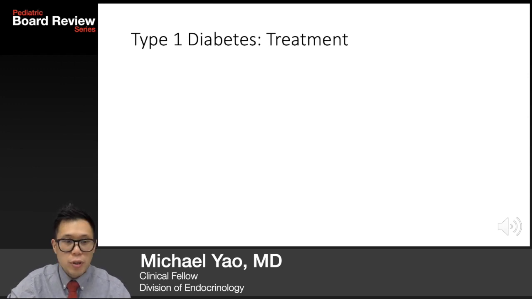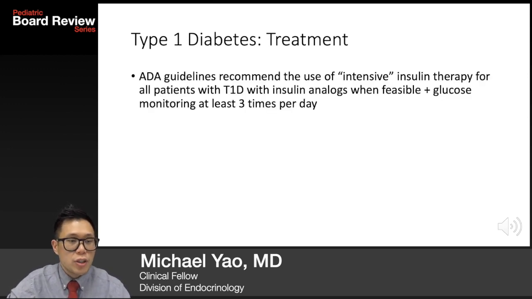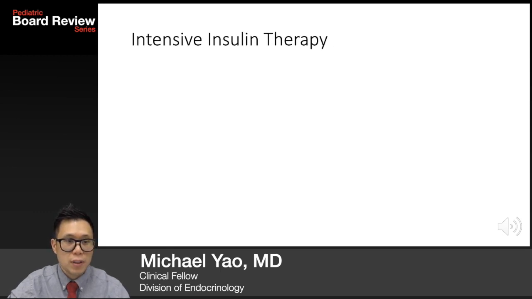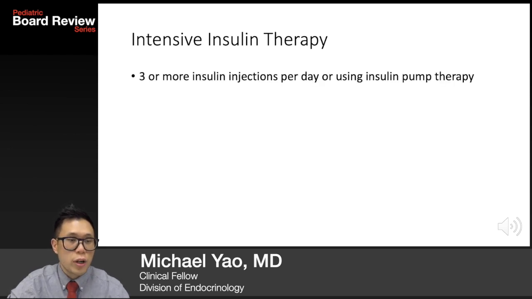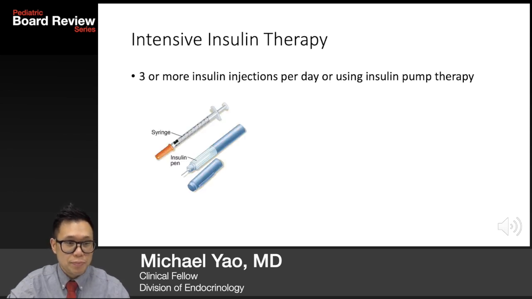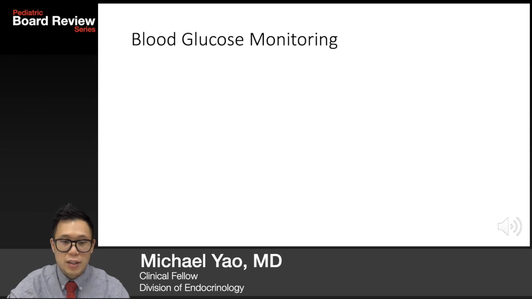Regarding treatment of type 1 diabetes, the American Diabetes Association recommends the use of intensive insulin therapy for all patients with type 1 diabetes with the use of analog insulin, and when feasible, monitoring blood glucose levels at least 3 times per day. Intensive insulin therapy refers to 3 or more injections of insulin per day using either a needle and syringe or an insulin pen, or it could include using an insulin pump.